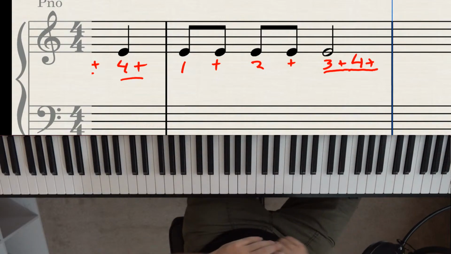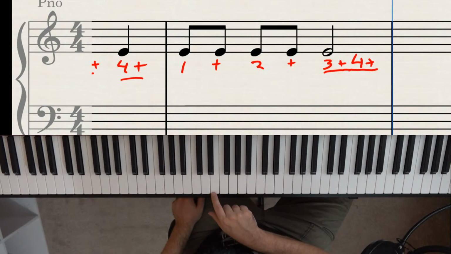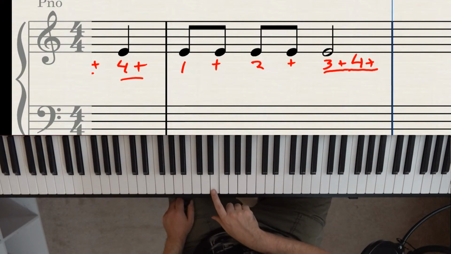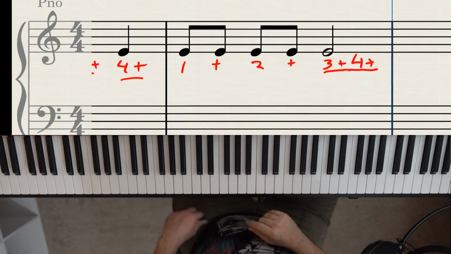There it is. Okay, so here we have our rhythm now. 1 and 2 and 3 and 4 and, just like that. Again, 1 and 2 and 3 and 4 and. Still, I'm playing the half note at the end there, but I'm still counting the subdivisions.